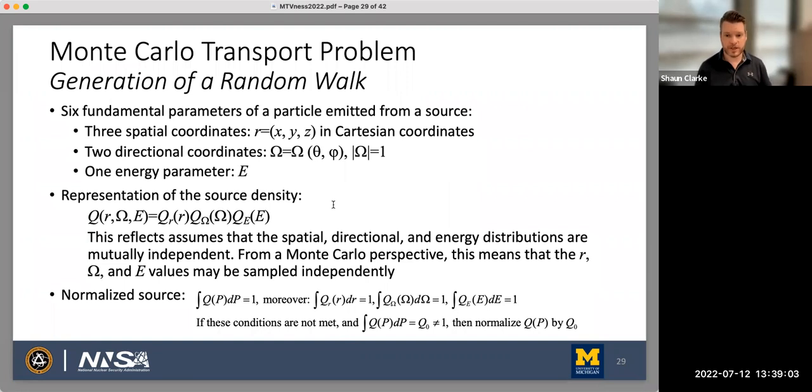And it needs to be normalized, okay, because we are going to sample from these. They need to be PDFs, which is basically what's set here at the bottom. So whatever probability we have for these different variables, energy, angle, position, they need to be positive, definite, and their probability needs to integrate to 1.